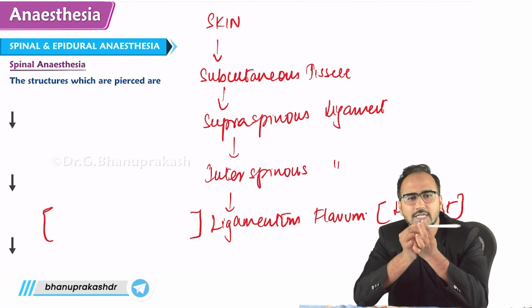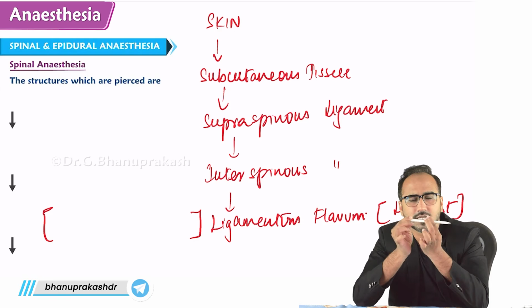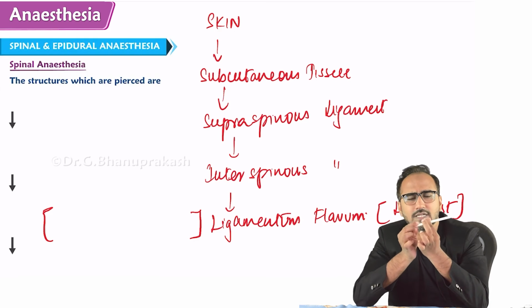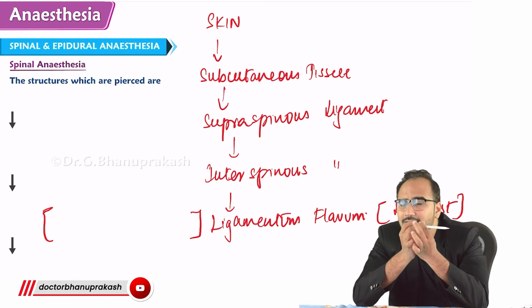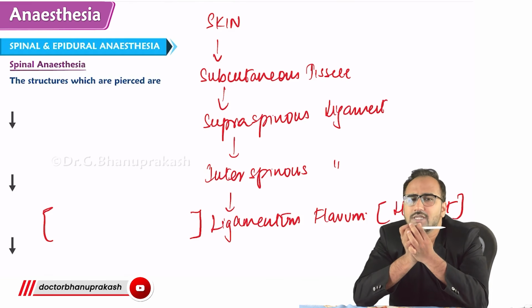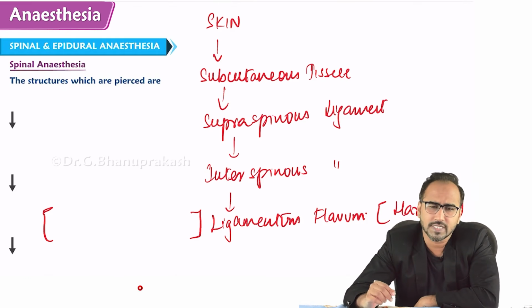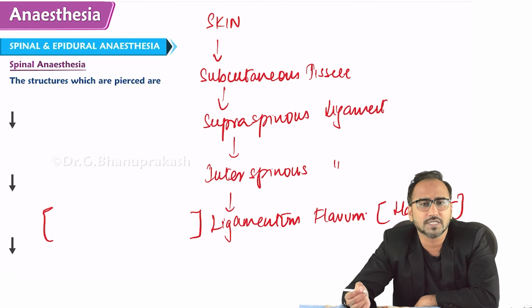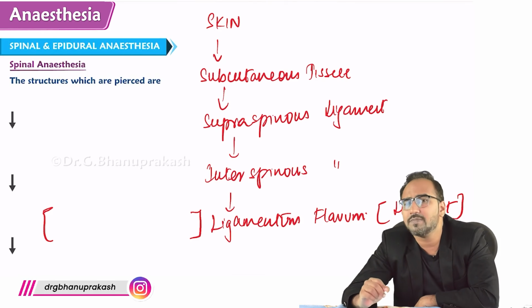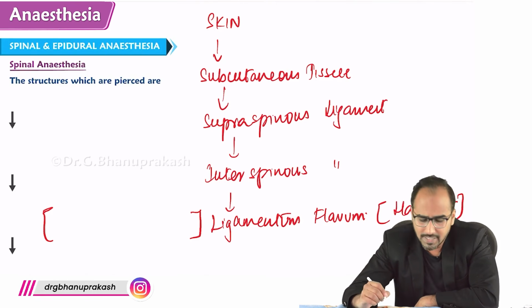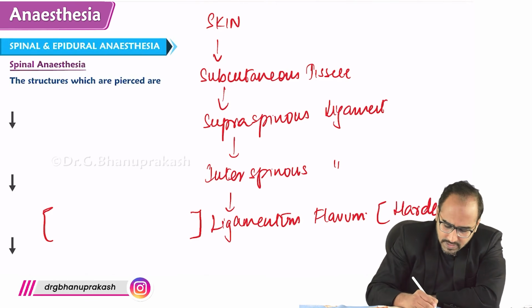As I am passing ligamentum flavum, you can see the needle movement which was going smoothly suddenly goes in. Why? Because your needle has now just pierced the ligamentum flavum, which was the toughest. Once you pierce anything that is tough, you will feel a sudden loss of resistance. So how is ligamentum flavum piercing appreciated? It is appreciated by sudden loss of resistance or a snap.